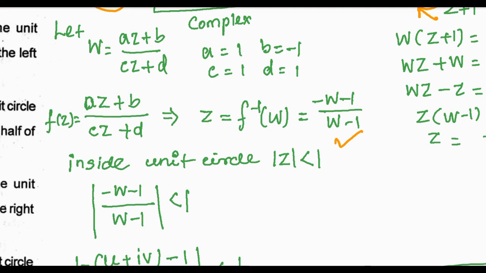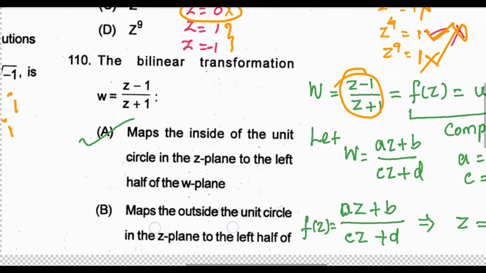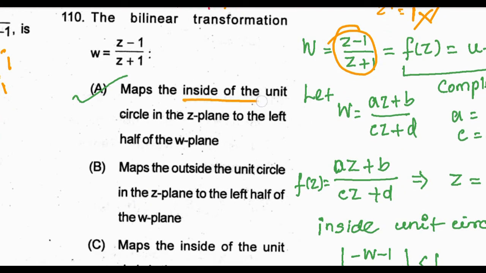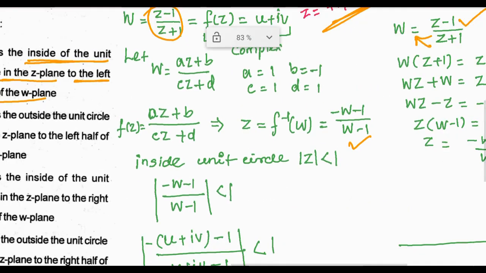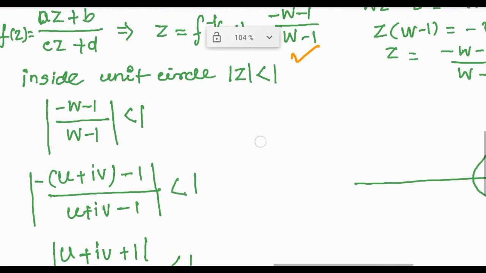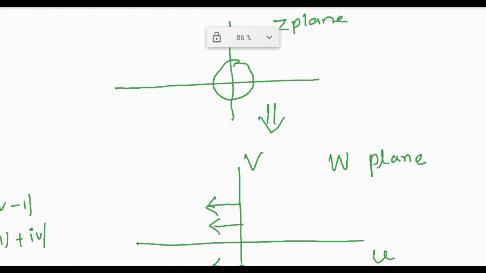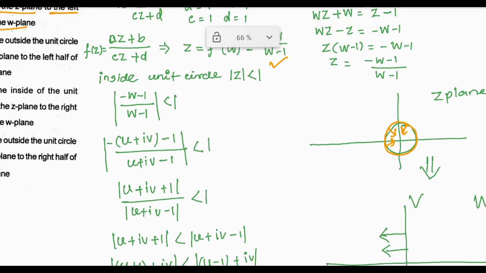So now, what is given in the question and what are the options? The options say to map the inside of the unit circle in the z plane to the left half of the w plane. So we will first check the inside of the unit circle of the complex plane. For the z plane, the unit circle means mod z is equal to 1, circle, and inside of this means mod z is smaller than 1. If it is equal to 1, it is the circle, and smaller than means inside the circle. Here z is taken to be minus (w plus 1) by (w minus 1), which is smaller than 1 now.